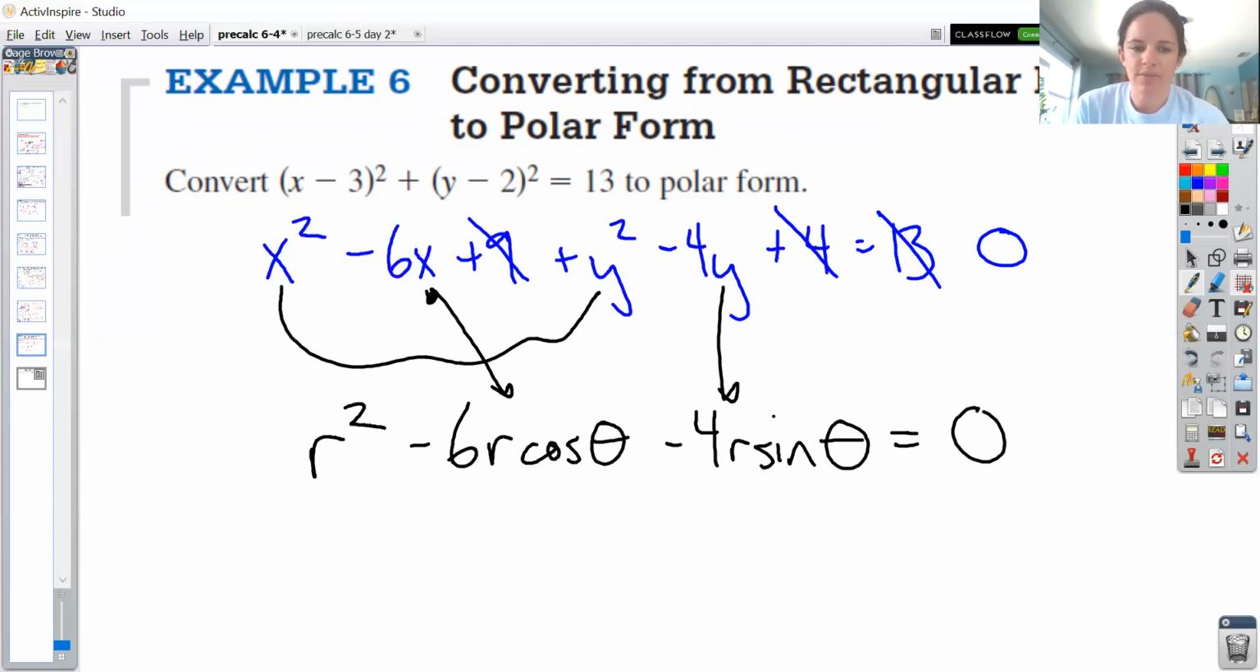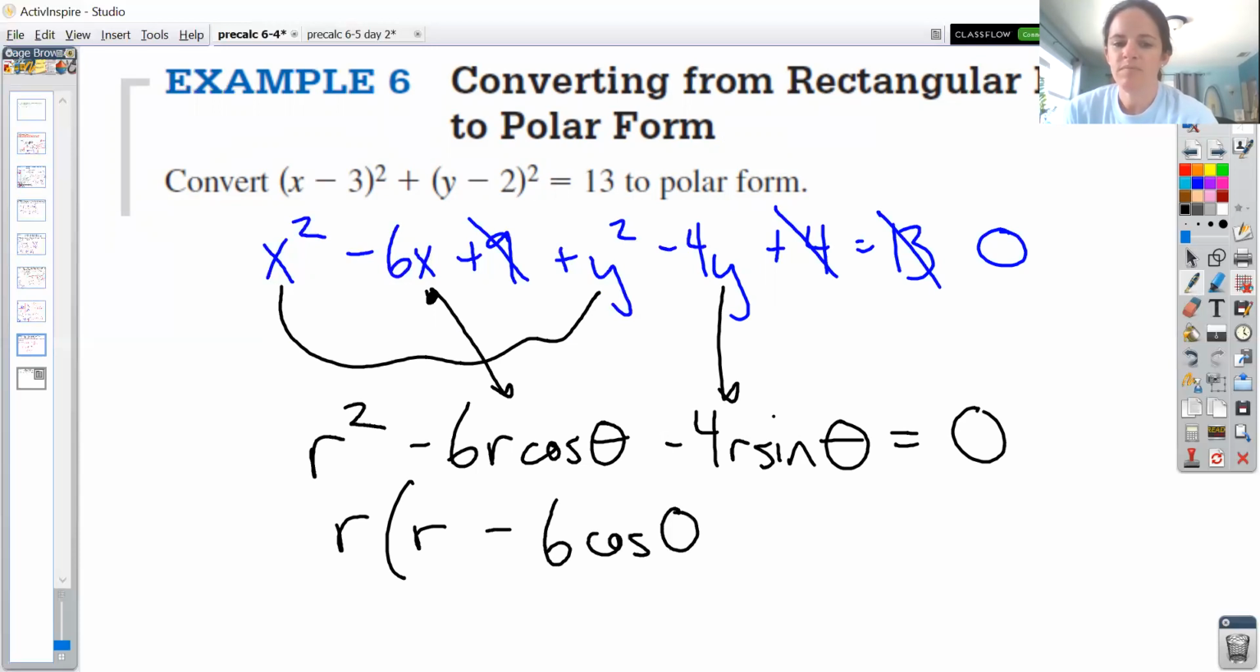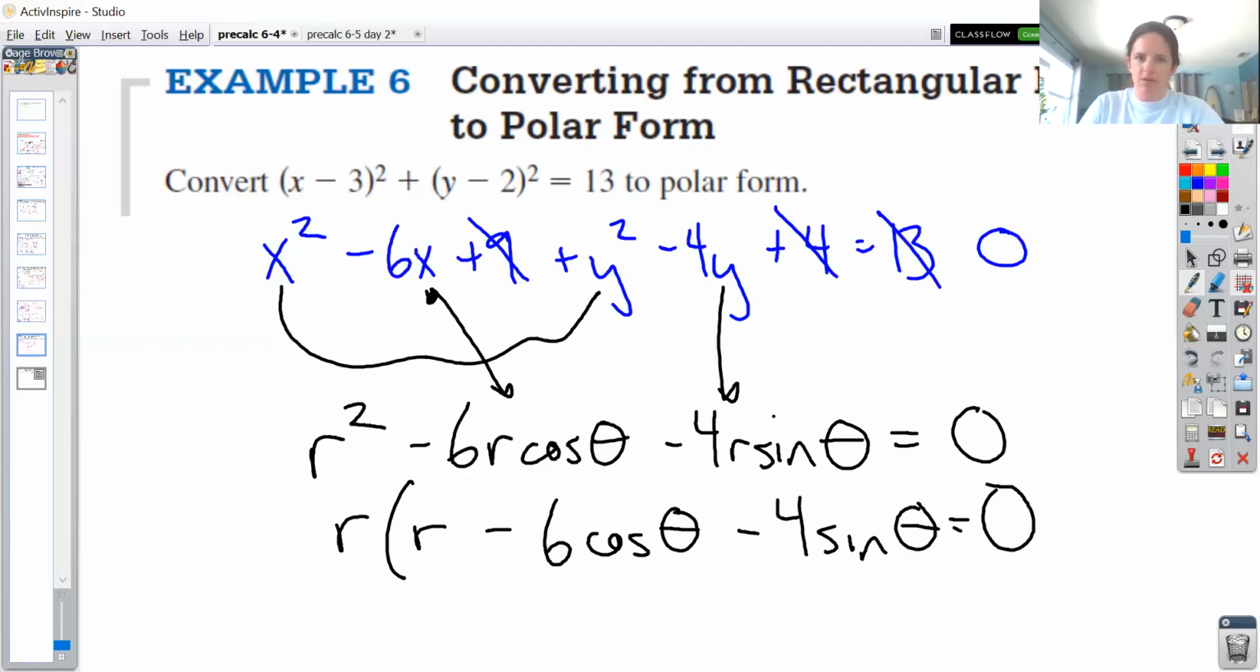So notice that I have 3 terms. Every term has an r. I'm going to factor an r out of that, and I get r times (r minus 6 cos theta minus 4 sine theta) equals 0. Notice I'm not dividing by r. When you divide, you can lose a solution. Don't divide by a variable ever.